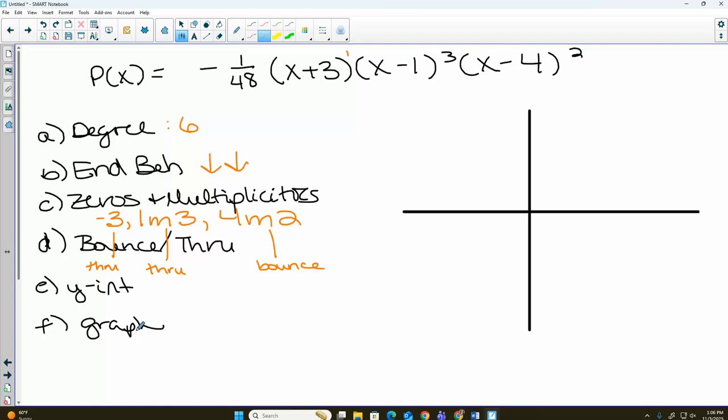How do we find a y-intercept? So I have negative 1 over 48 times 3 times negative 1 cubed times negative 4 squared. Just get 1. You just plug in here.